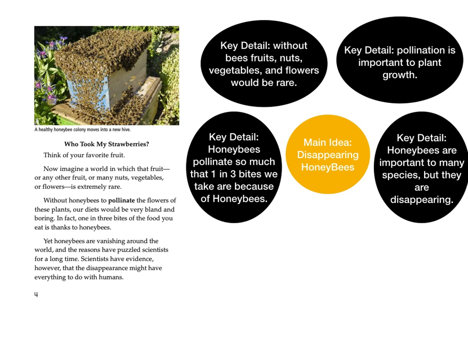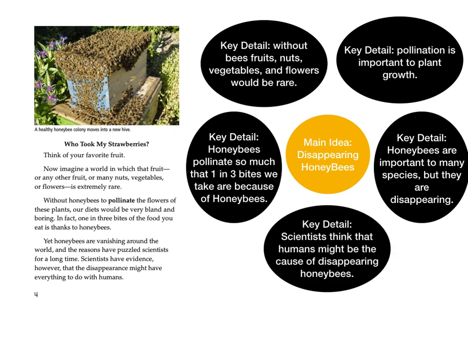The next one is honeybees are important to many species, but they are disappearing, because that is supporting the main idea. It is in the text. And the last thing I wanted to add was scientists think that humans might be the cause of disappearing honeybees. So you might be thinking, what do I do with this now that I have this? I have 5 key details and a main idea.